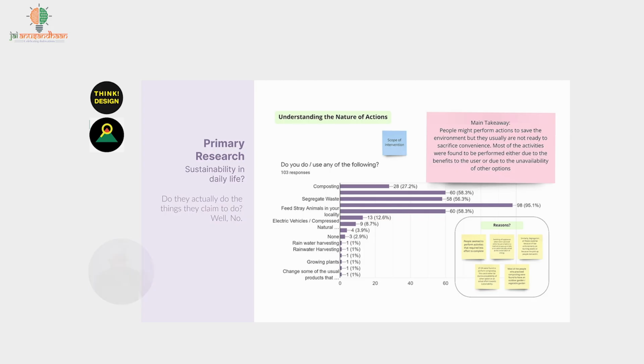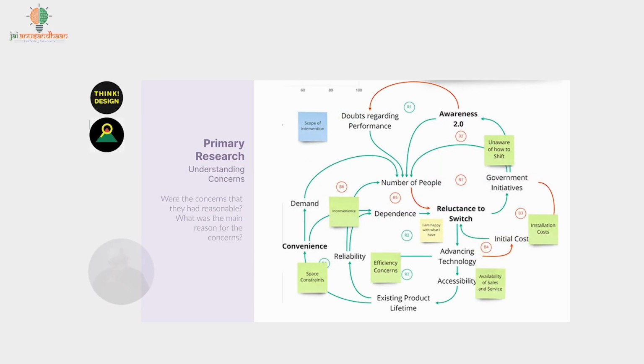Okay, so on and so forth, and finally they said that let's do a diagram in which the interconnectedness of different aspects are connected together. Okay, for which, for example, convenience, awareness, reluctance to switch were the major concerns. Okay, and there are lots of other factors. For example, reliability is a factor, number of people is a factor, accessing technology is a factor, existing product lifetimes is a factor. Okay, so all of them are interconnected, and you can see that the arrows go from one to another. So you can see the cause and effect between this.